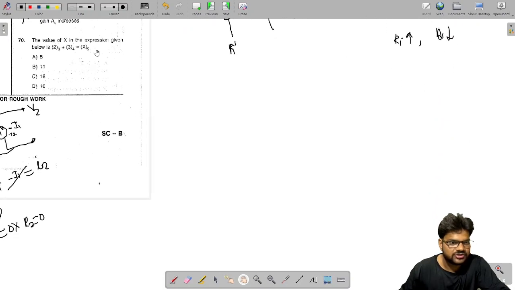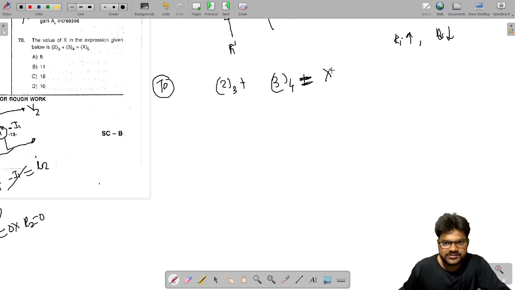Question number 70: the value of x in the expression given below. This is very simple. This is 2 base 3 plus 3 base 4, equals x base 5.